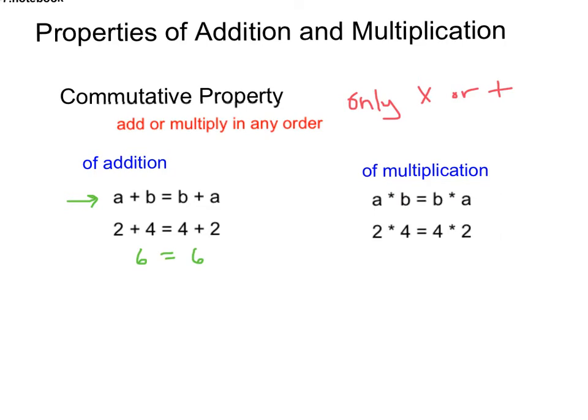Now the same thing is going to work for multiplication. So you can have a times b equaling b times a. So for example, 2 times 4 is 8, just like 4 times 2 is also 8. And so that's our commutative property, which allows us to add or multiply in any given order.